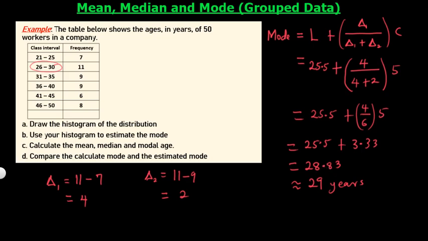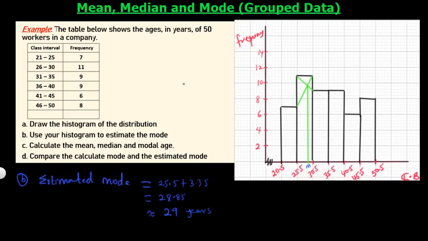That's our calculated mode. Let's now look at what our estimated mode gives us. Our estimated mode is also 28.85, approximately 29 years. You can now see how close it is. Both estimated mode and calculated mode, they are so close. It shows that we are on the right track. And this is how we calculate the mean, median, and the mode for grouped data.